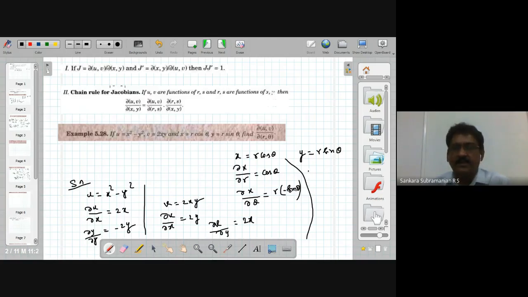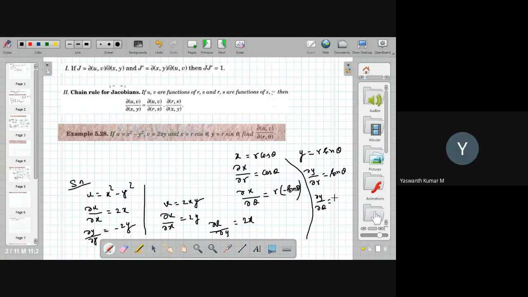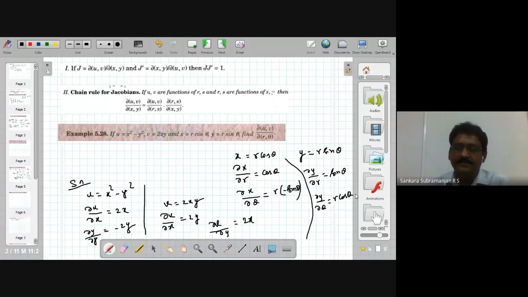Let us go with dou y by dou r. You get sin theta. And dou y by dou theta, you get r cos theta. R into cos theta. All right.